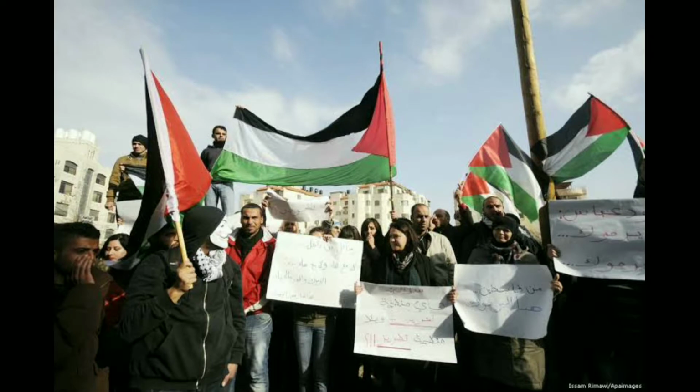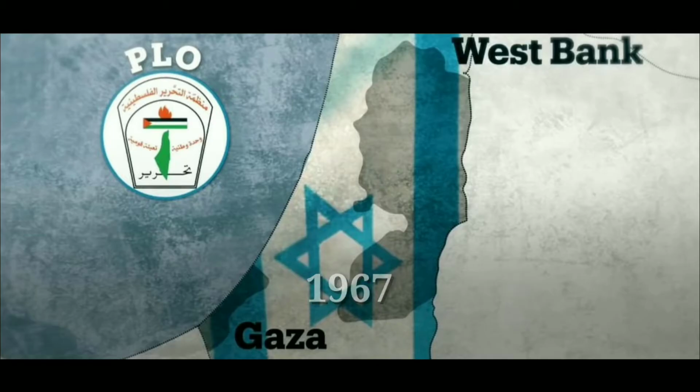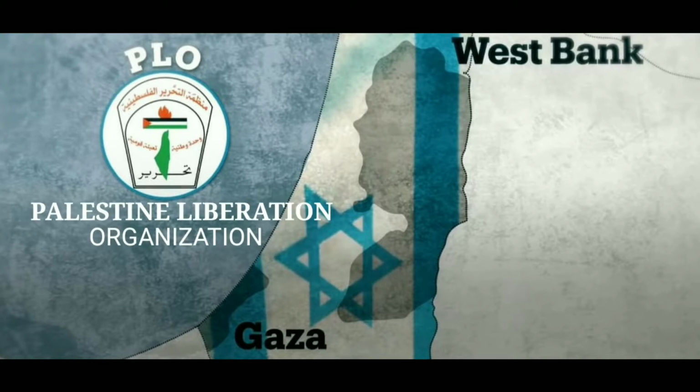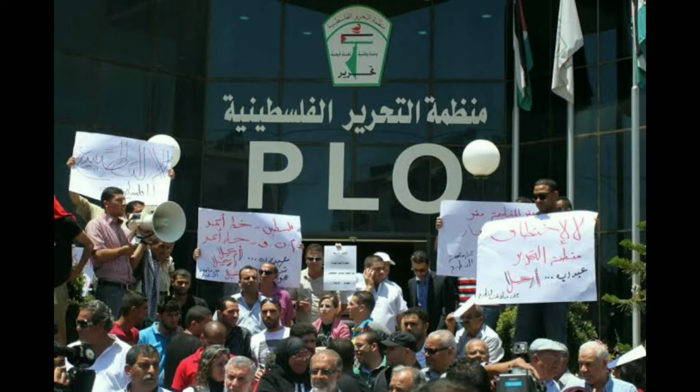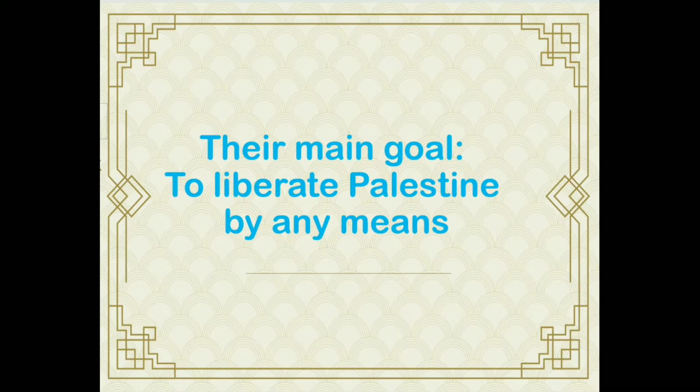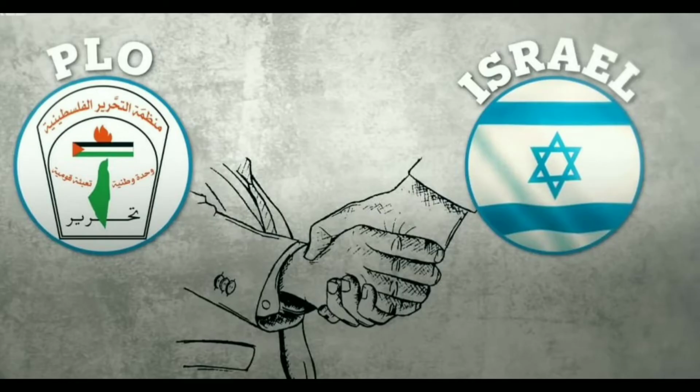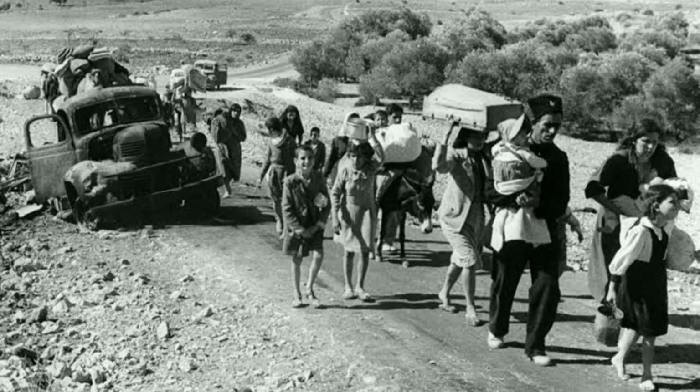Palestinians want their own country. For this reason, in 1967, the Palestine Liberation Organization (PLO) was founded. Their main goal is to liberate Palestine from Israel by any means. Fighting goes on for years. The PLO initially accepts dividing the land between Palestine and Israel. But the conflict does not end there.